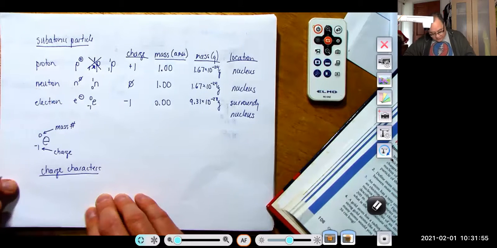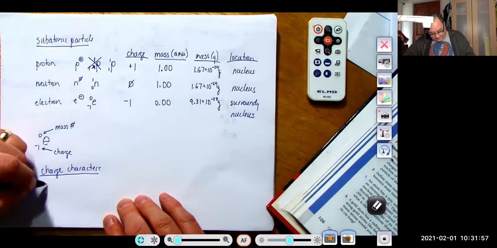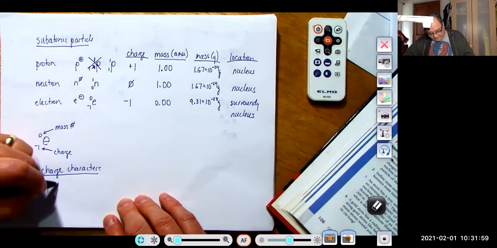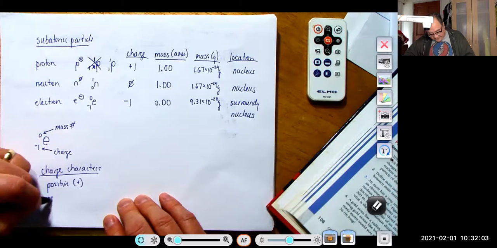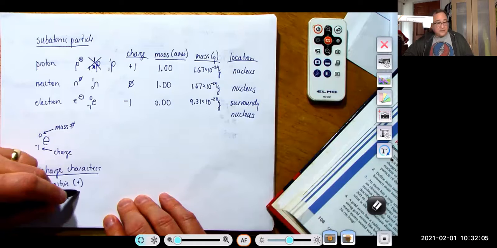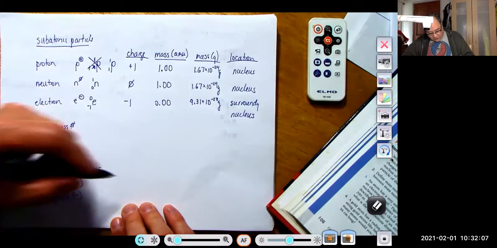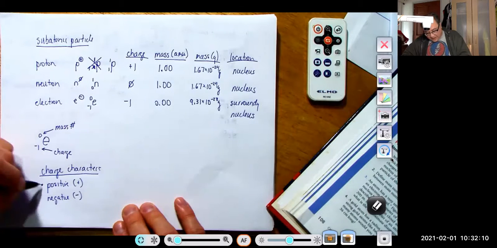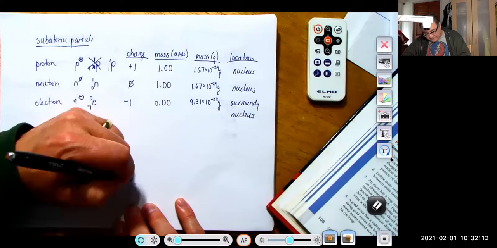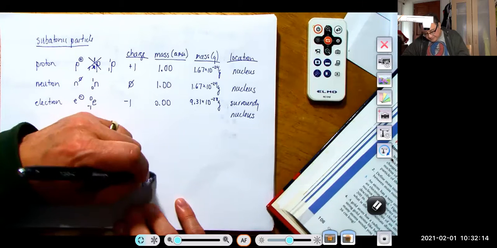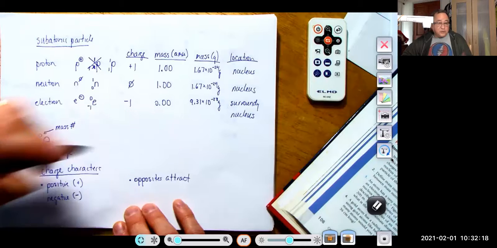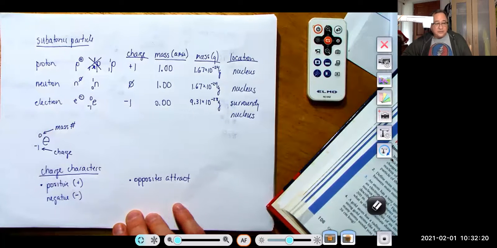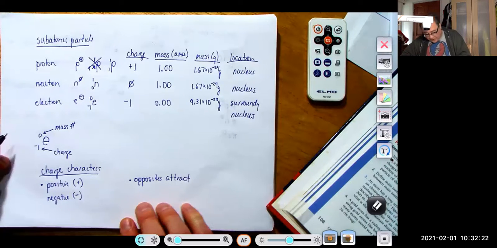Okay, so there's a positive, plus, there's negative, minus, okay? And you should know that opposites attract. So a positive charge would be attracted to a negative charge. And charges are additive.